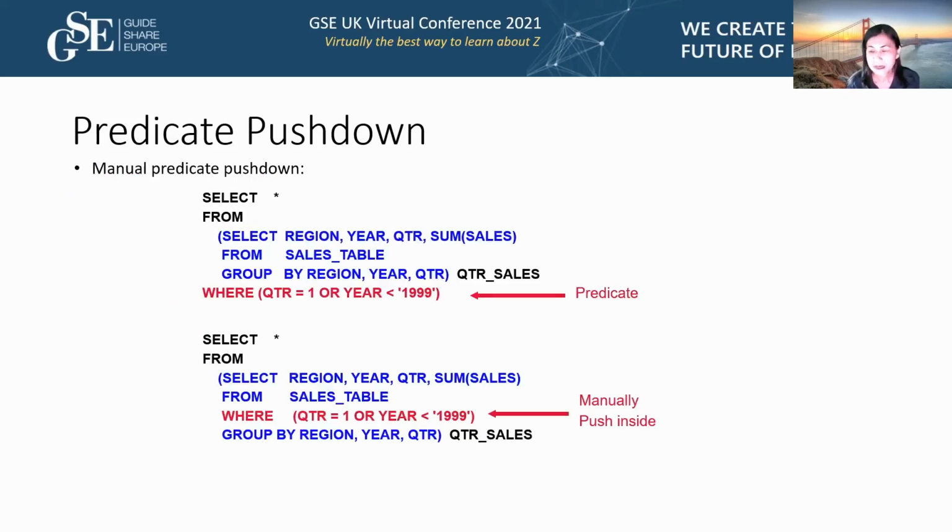Here we show an example of how to manually push down the predicate. In this example, Db2 for z/OS will not push down this predicate into the table expression because it is a compound predicate. So if the predicate is manually pushed down inside the table expression, it will have filtering and the size of the work file could be reduced.